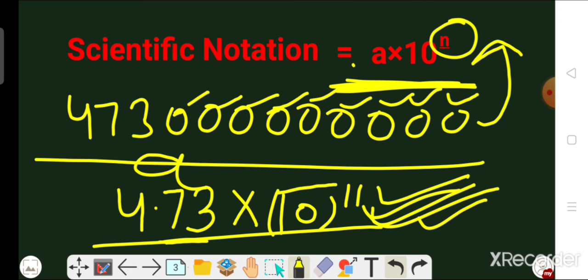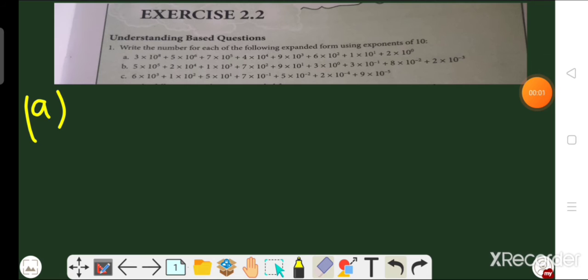Now we will move on to question number one. In question number one, what do you have to do? You have to convert the given exponential form into expanded form, beta. So to convert the given exponential form into expanded form, what do we have to do? We have to write the number of zeros after the given digit as given by the exponent of the base 10 in the exponential form. Okay, so look at the solution of part A.